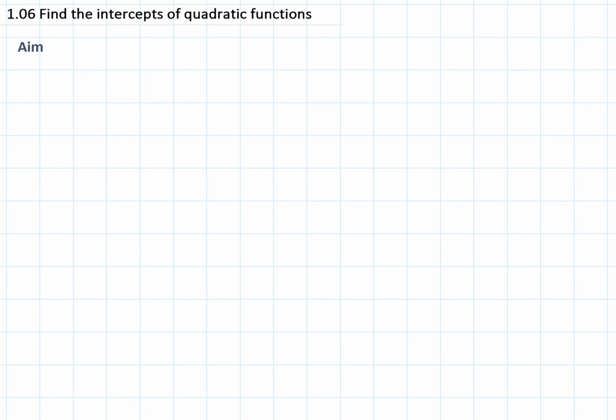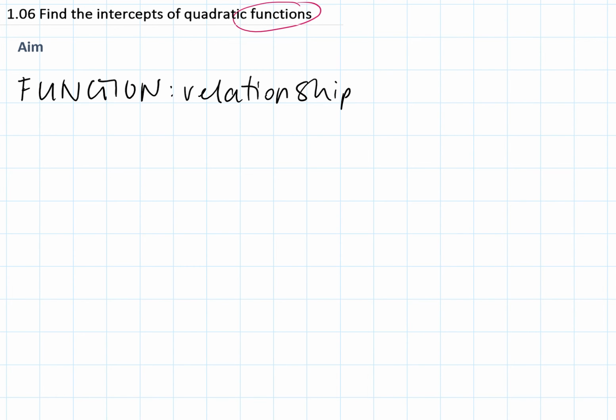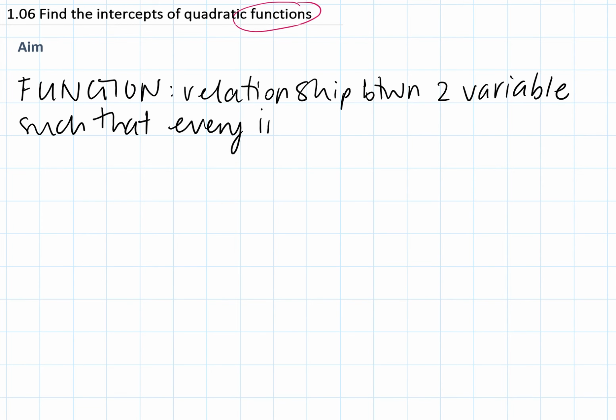Today we're switching gears. Instead of solving quadratic equations, today we'll be finding the intercepts of quadratic functions. So a function is a special type of relationship between two variables. Usually we're talking about x and y. And I'm saying special because every input, that is every x value, has to have a unique output or y value.